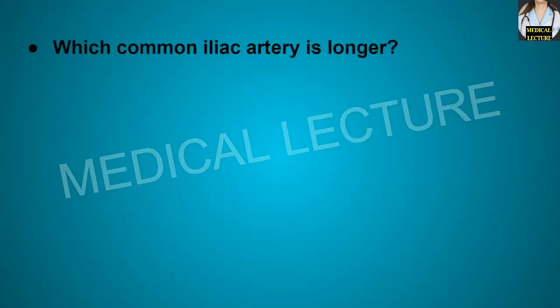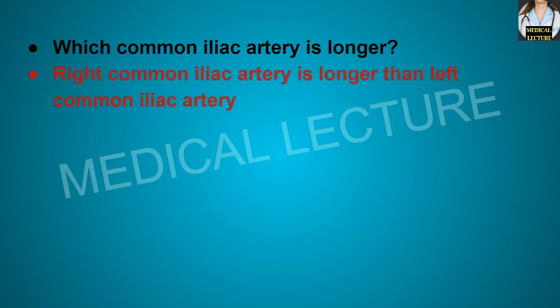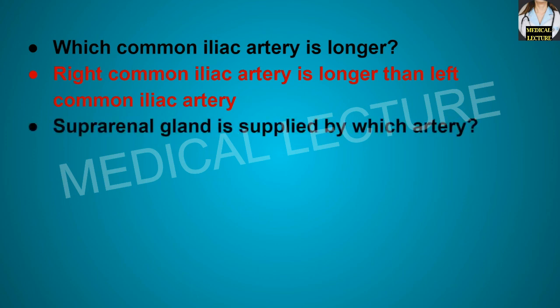Which common iliac artery is longer? The right common iliac artery is longer than the left common iliac artery. The suprarenal gland is supplied by which arteries? By the inferior phrenic artery, abdominal aorta, and the renal artery.